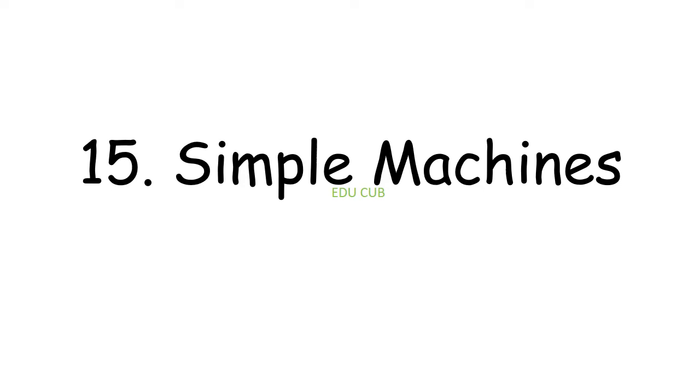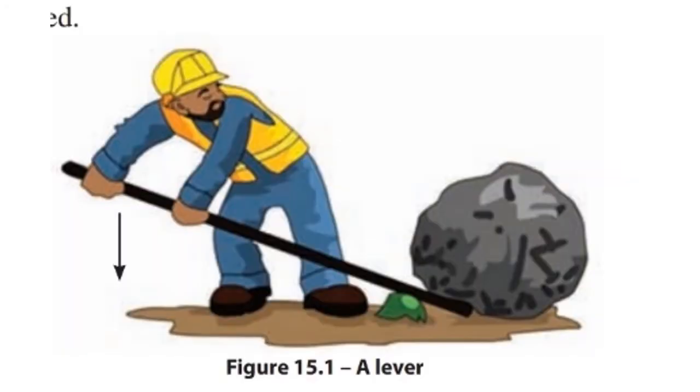Today we are with a new video from grade 9 science. This is unit 15, simple machines. In ancient times, man used machines to make their jobs easy. Let us recall some instances where simple machines are used.